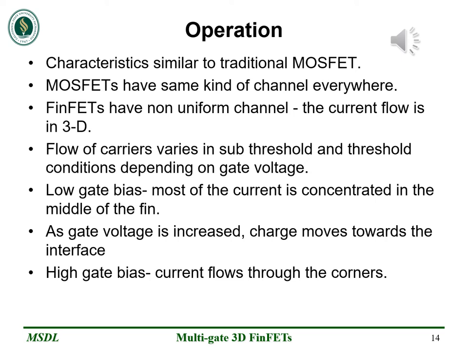As you increase the gate voltage from zero, initially the charge is in the middle of the fin. And as gate bias increases, it moves towards the interface and there may be a little more charge in the corners. So at low gate bias conditions, most of the current is concentrated in the middle, and at high gate voltages, most current flows through the corners. So it's a very non-uniform channel, and that's much more difficult to describe using simple mathematical equations.